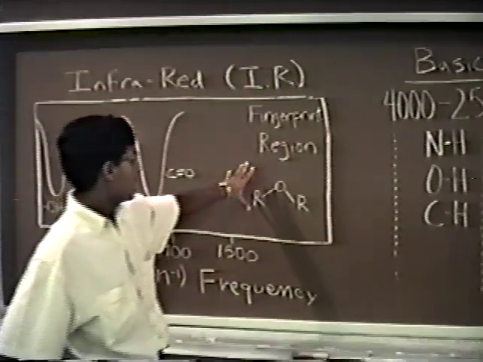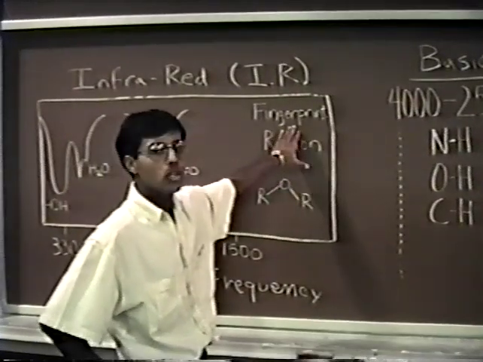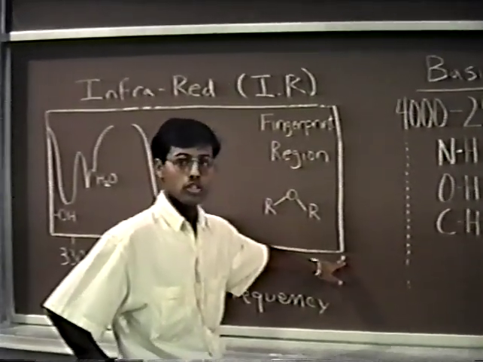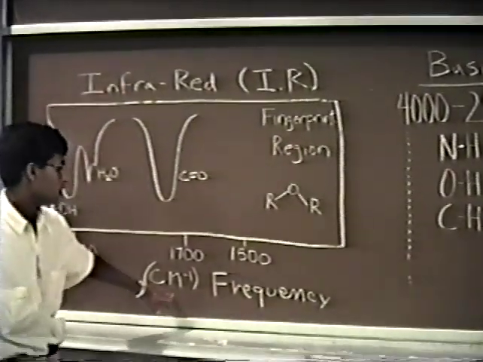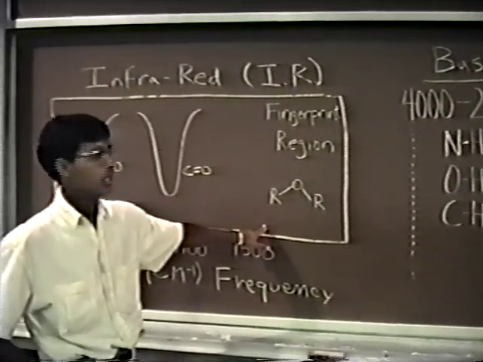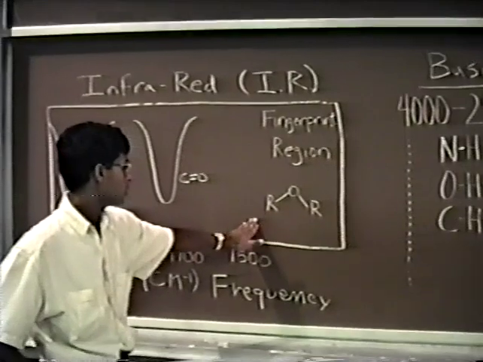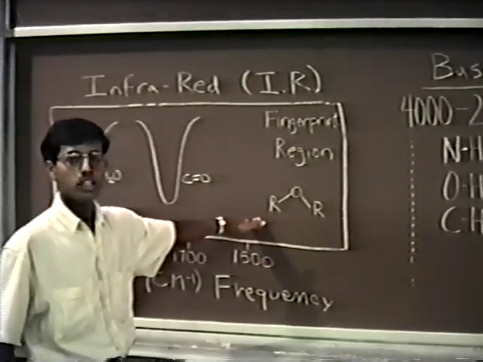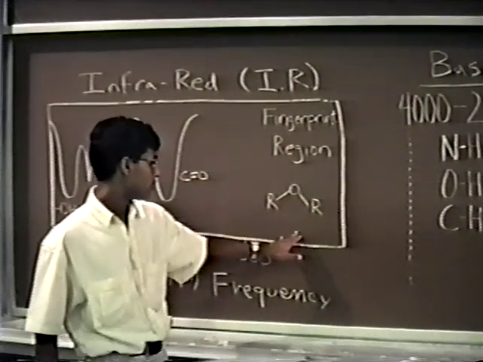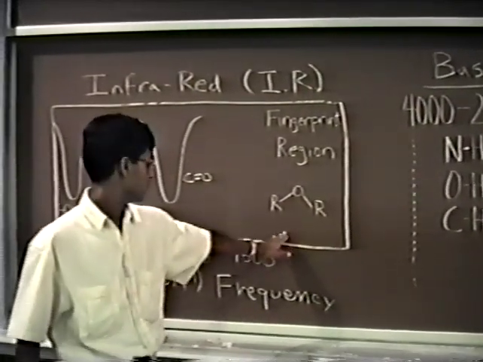On the right-hand side, what is known as the fingerprint region goes from 600 inverse centimeters to about 1325 inverse centimeters. That is the fingerprint region, which is distinct for each compound. Also, the ether signal appears in that region somewhere.